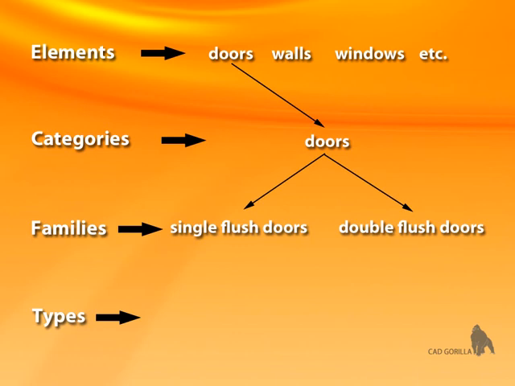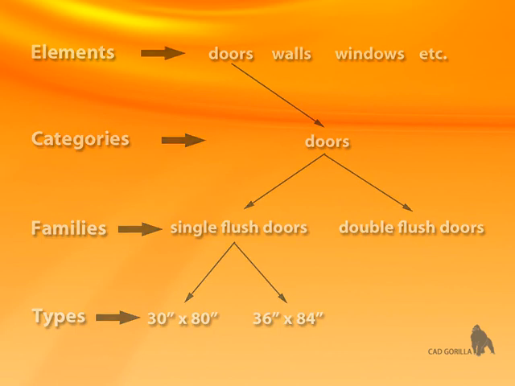Within the single flush door family, you can choose a 30-inch by 80-inch door type or a 36-inch by 84-inch door type, among others. These doors will have identical type properties other than the dimensions and consequently are grouped into the same Revit family. So type properties are really useful when you're placing more than one instance of the same element into a design and want them to have different properties.